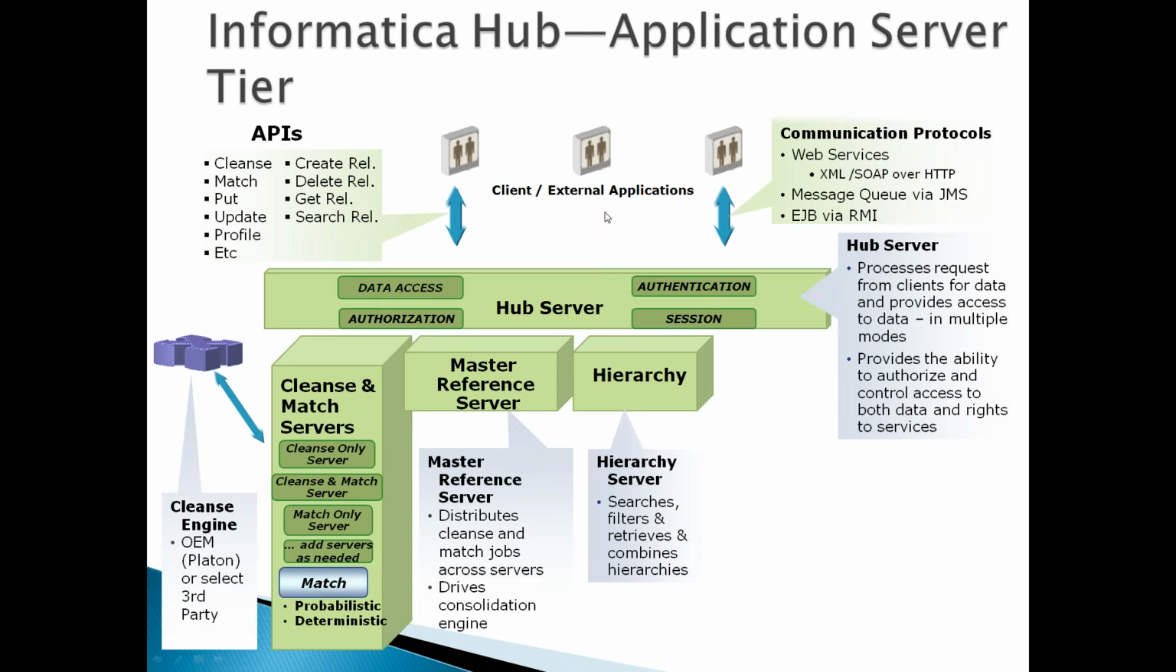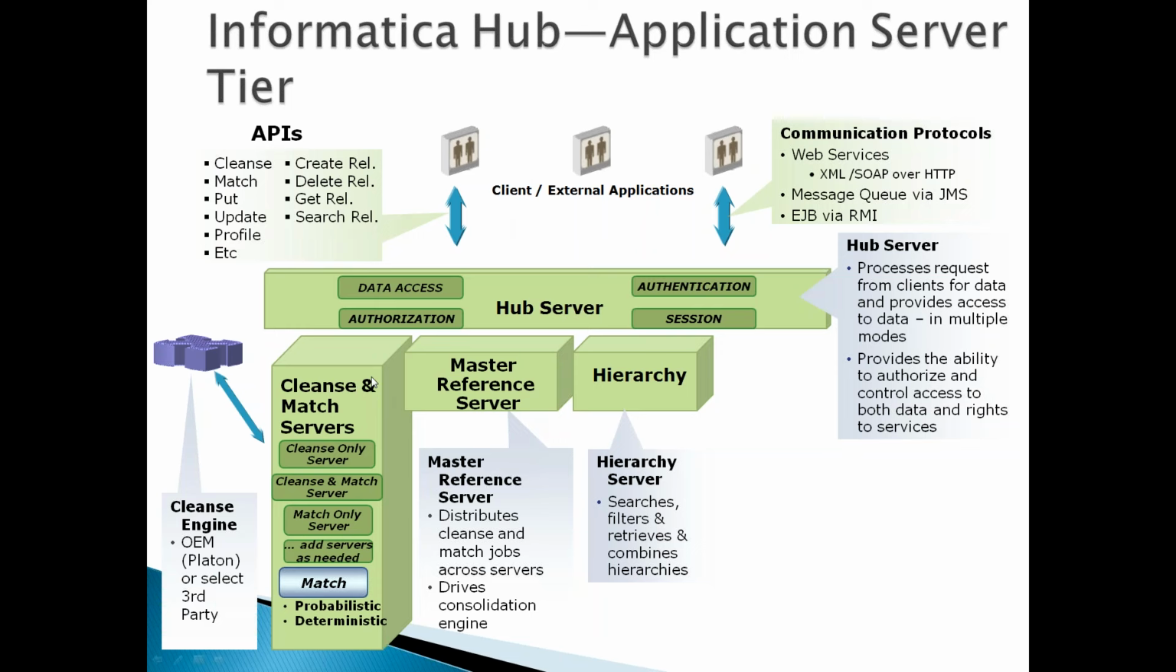So that's basically the architecture of this application server. Any user that fires any APIs, it comes to the hub server where the access is checked, and once MDM knows that this user has access, it passes the request to the application server, where it goes to the MRM server or the master reference server, and then the MRM server checks what are the different cleanse and match servers that are available.